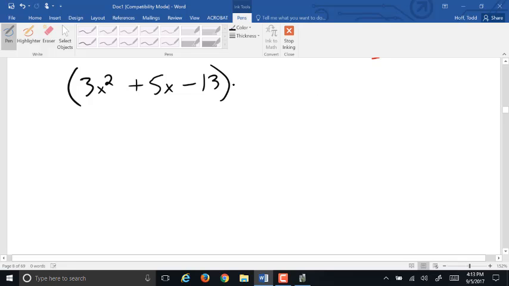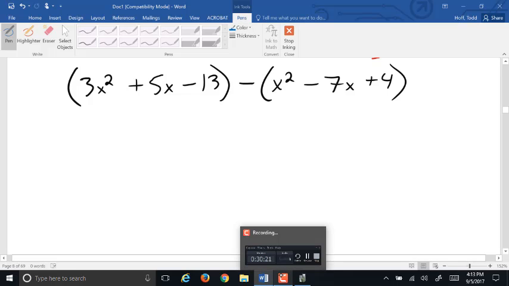3x squared minus 5x minus 13, minus x squared minus 7x plus 4. So I'll give you a minute or two to try that in your notes, and then we'll go over it in just a second.